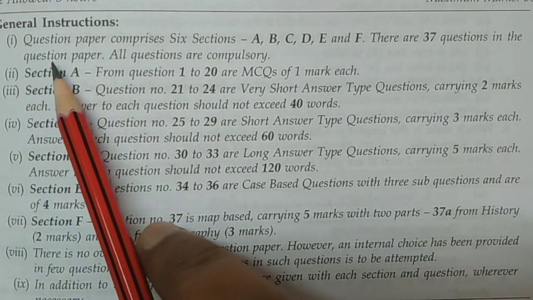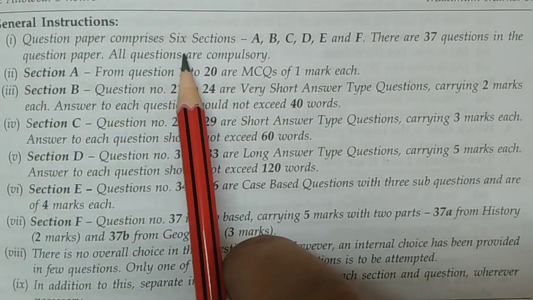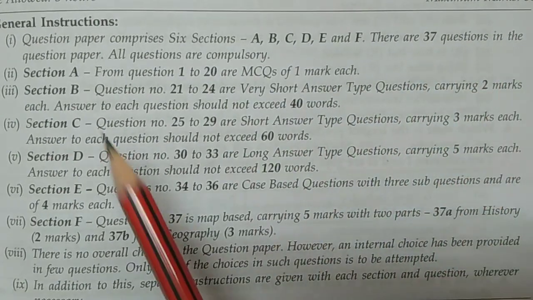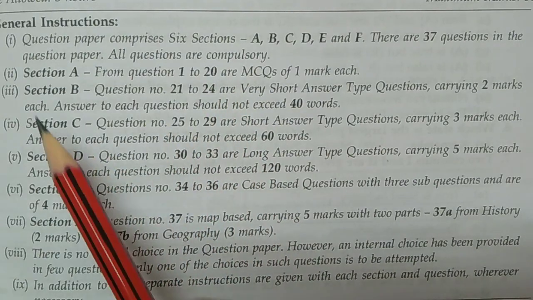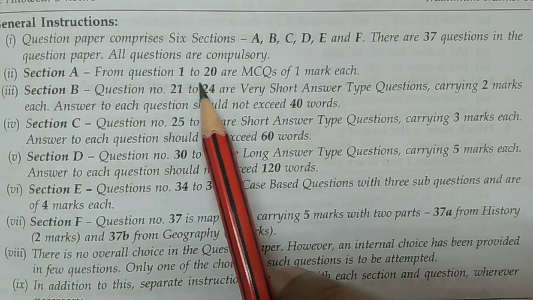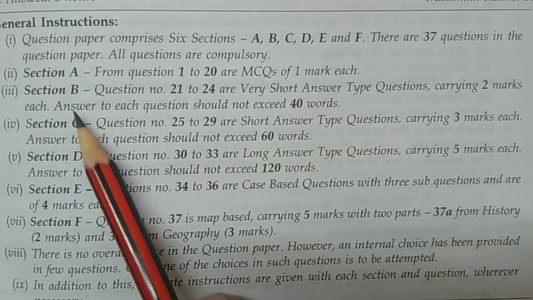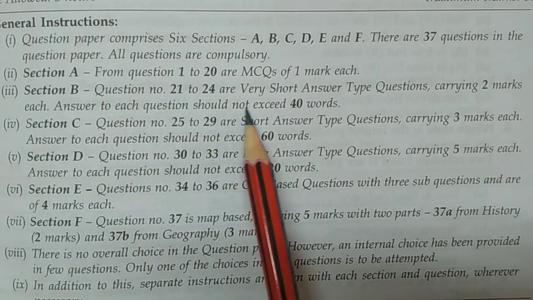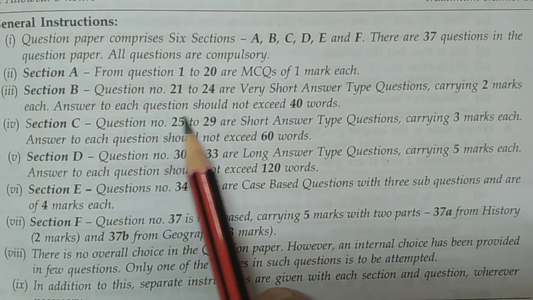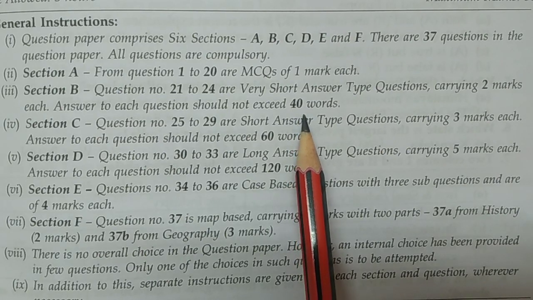The first instruction says the question paper comprises 6 sections: A, B, C, D, E and F. There are 37 questions in the question paper. All questions are compulsory. Second, Section A, questions 1 to 20, are MCQs of 1 mark each. Third, Section B, questions 21 to 24, are very short answer type questions carrying 2 marks each. The answer to each question should not exceed 40 words. See, it's given here, 40 words. So these are very important for you.